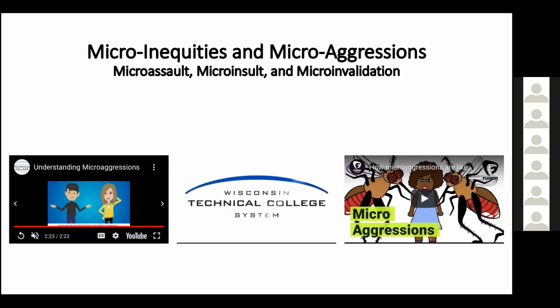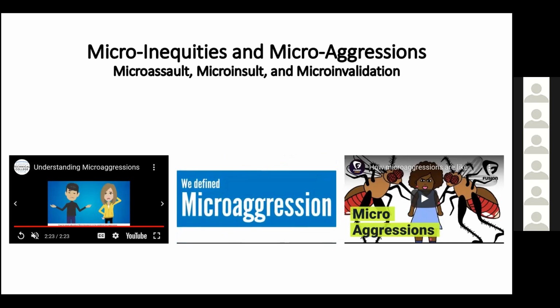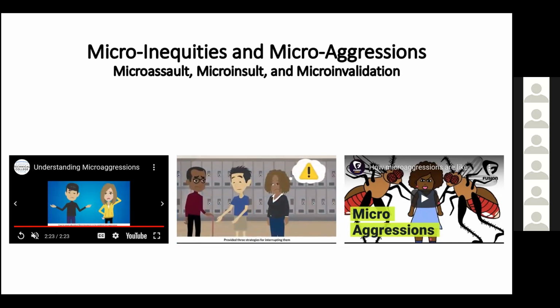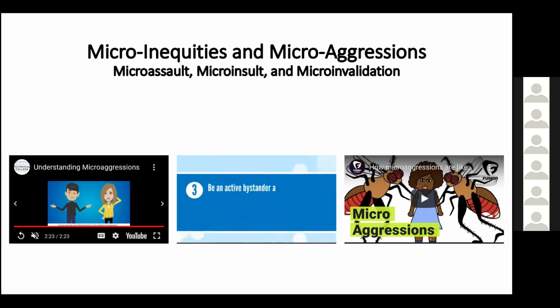In video 1, we defined microaggression and provided 3 strategies for interrupting them when they come up. Ask questions to get at any underlying assumptions. Acknowledge what happened to the person affected. Be an active bystander and explain to the person saying or behaving in a harmful way why their actions had a negative impact, even if unintentional.